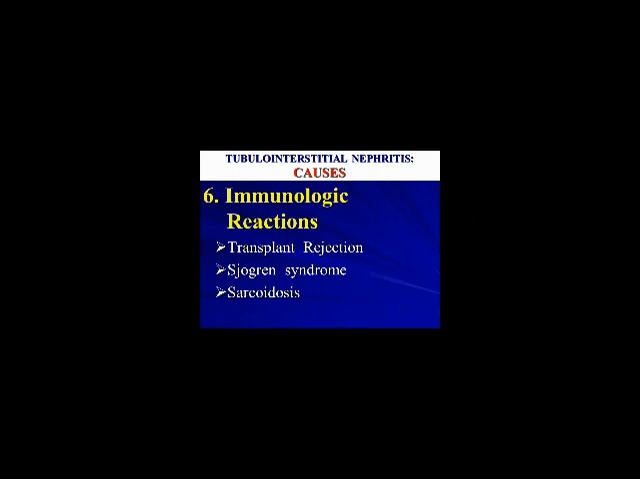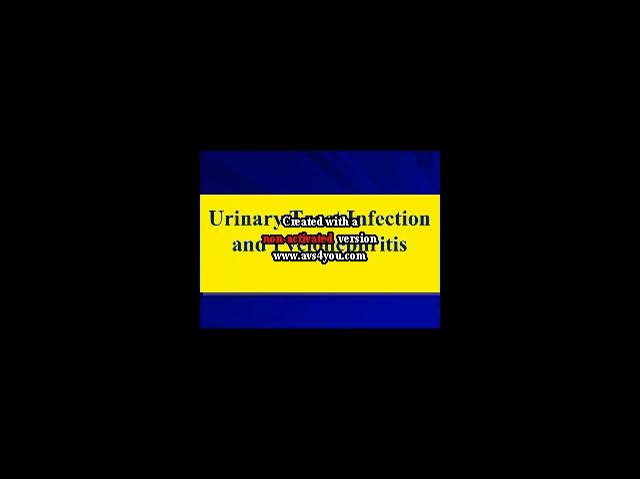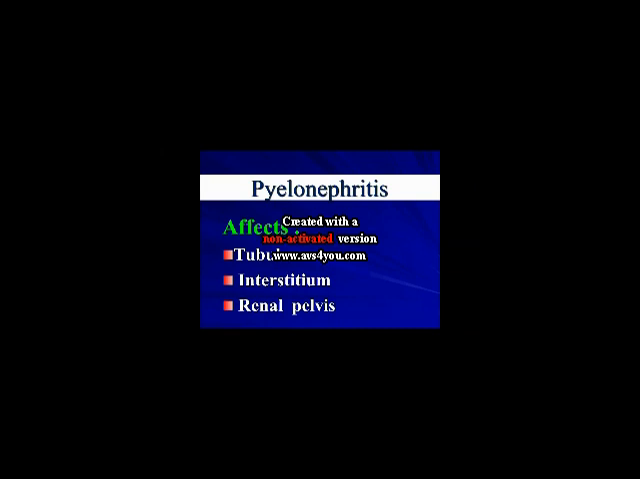Now, out of all these 6 groups, we will be mainly focusing on the infections of the urinary tract and pyelonephritis. Now, what is pyelonephritis? The word pyelo refers to pelvis, and nephritis means inflammation of the kidney. So pyelonephritis is a condition in which there is inflammation involving renal tubules, renal interstitium, and renal pelvis. So you have to mention renal pelvis in the definition of pyelonephritis, otherwise your marks will be deducted. Okay? So pyelo means renal pelvis.